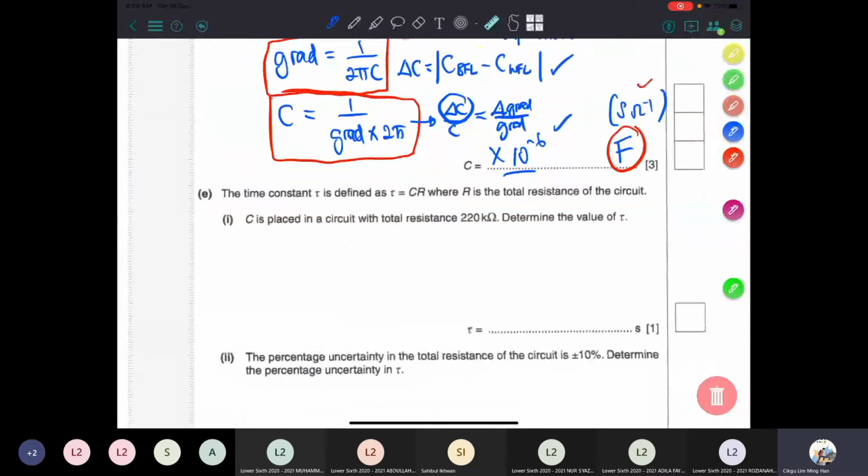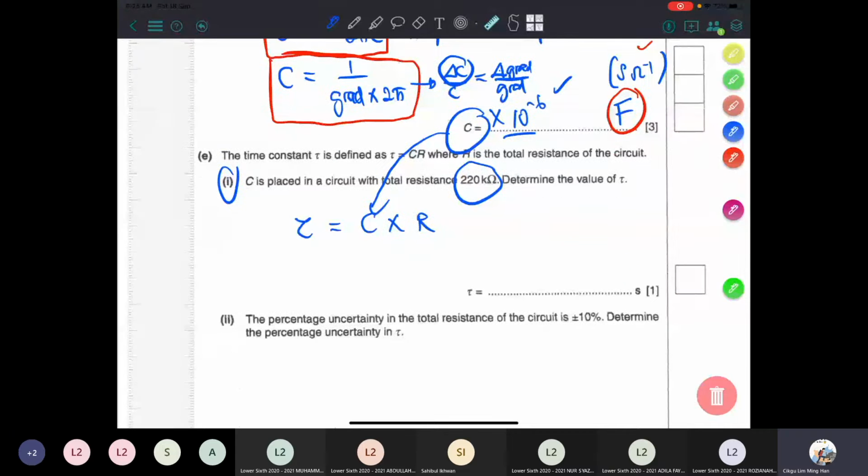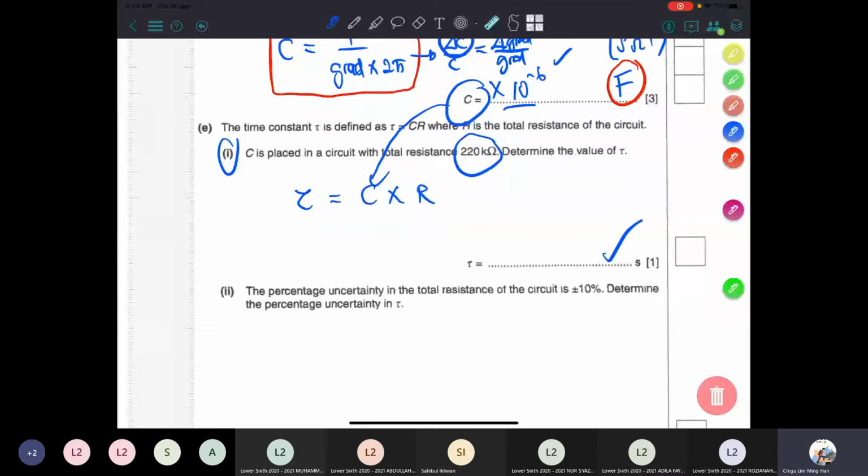And then part E, part 1 is the free mark also. You are given already the R, so you want to find out the time, right? So time is your value of C times the R. So your C value you substitute here, you should get the answer correct. Not a big problem.